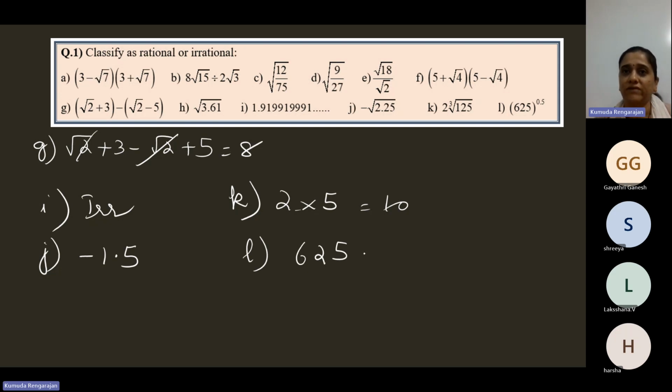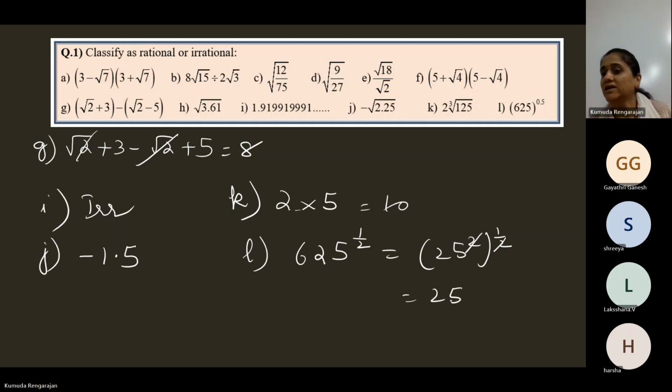625 to the power 0.5. What is 0.5? 5 by 10. And what's 5 by 10? 1 by 2. 5 by 10 simplifies to 1 by 2. Or you can write it as 25 squared, the whole power 1 by 2. So the 2 and 2 get cancelled, right? So it's 25, a rational number. 625 is 25 squared, so the 2 gets cancelled. The value is 25 and 25 is rational.